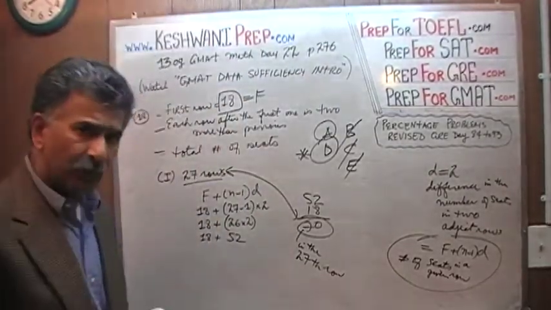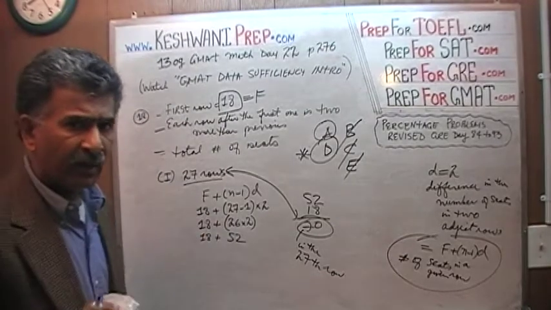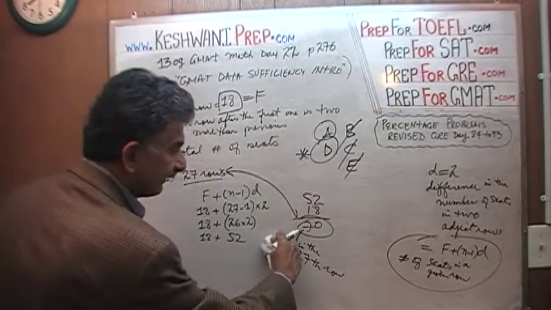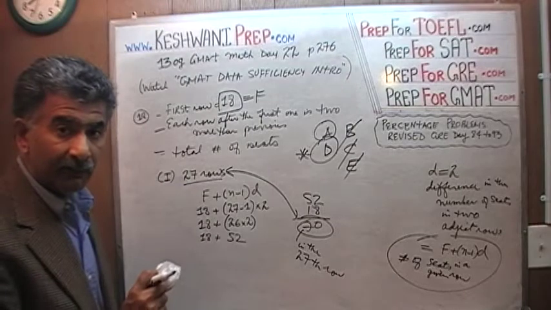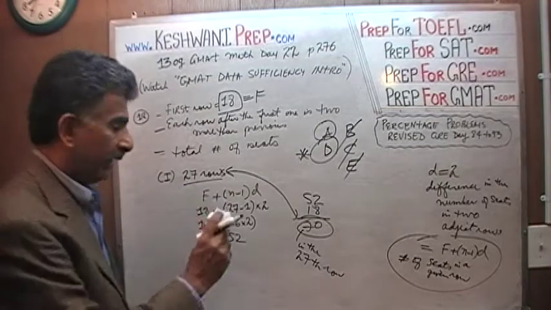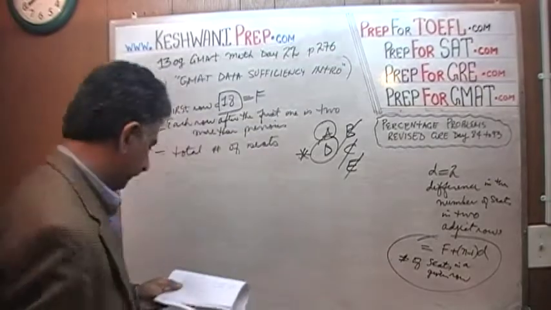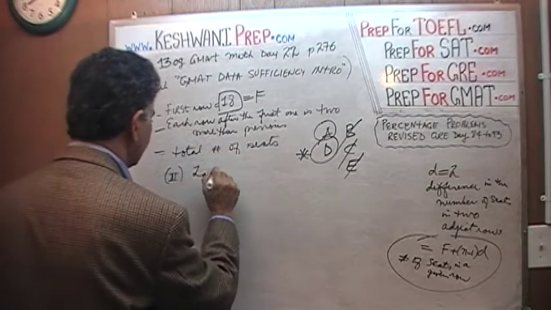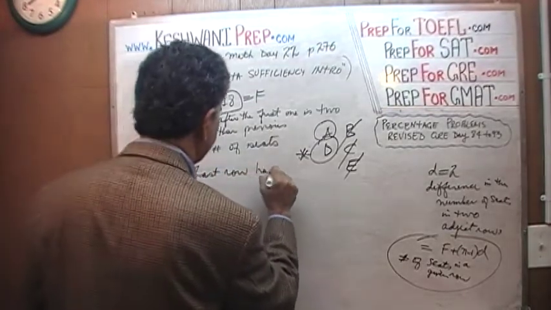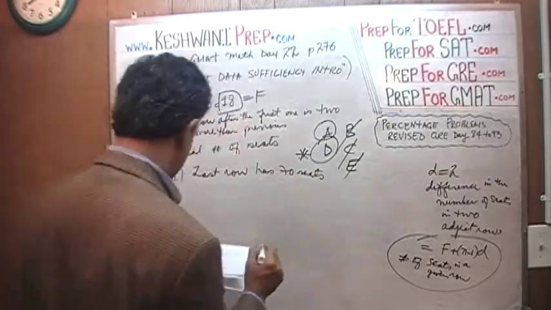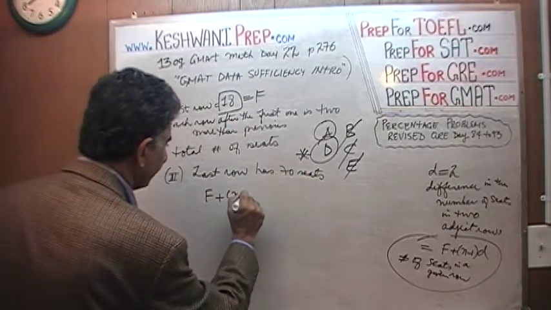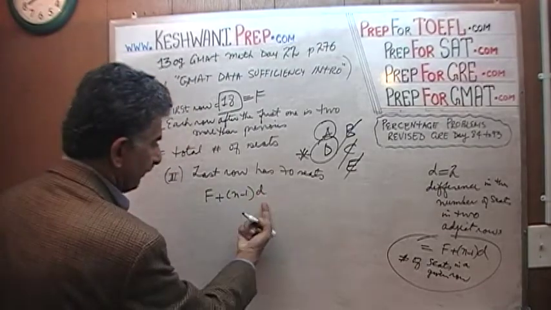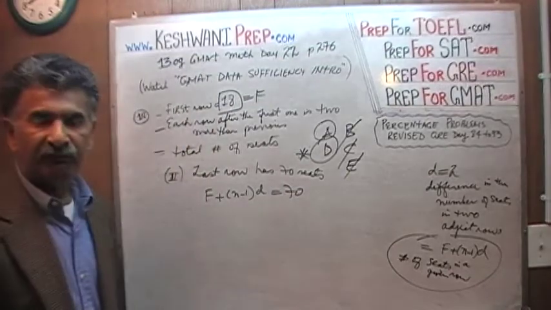Let's see what happens if we start out with the second statement, and see if we arrive at the first statement. Here, we started with the first statement and arrived at the second statement. Now let's start with the second statement and see if we can make our journey back. The second statement tells us that the last row has 70 seats. Well, we know this is the formula: F plus n minus 1 times D represents the number of seats in a given row. This amount equals 70 for the very last row.